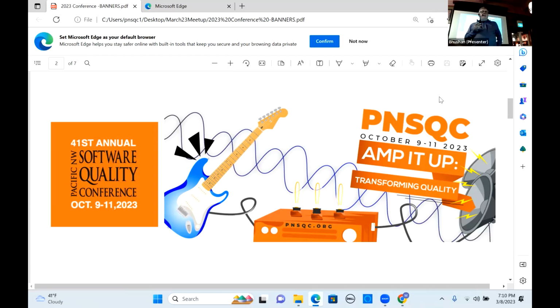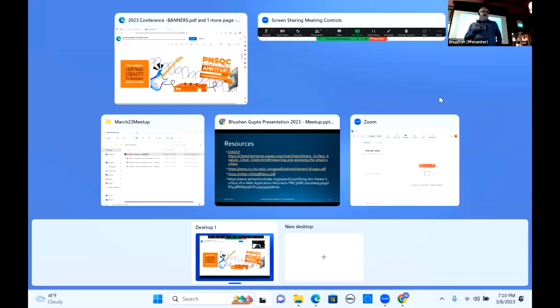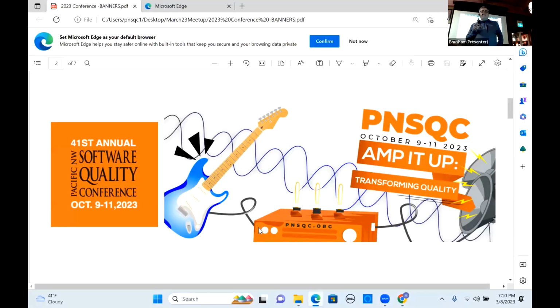Think of basically ways to improve software. It could include management, testing, development processes, new technology like AI, security tools, a wide range of topics. Go ahead and type up your abstract and submit it.